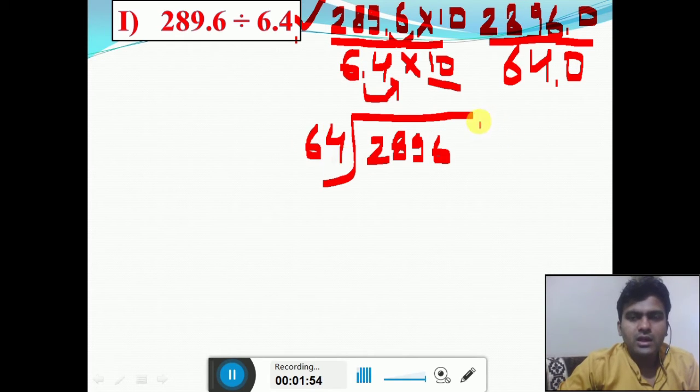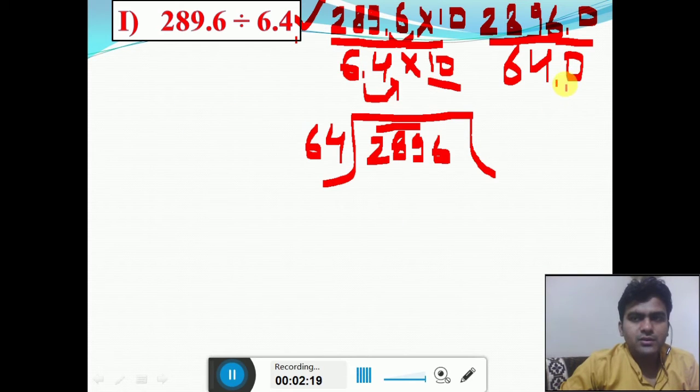Now we will read the table of 64. See, this 2 is less than 64. We cannot take one number from the dividend, so we will take at least 3 numbers, because if we take 2 numbers from here, the number will be 28 only. So 28 is also less than 64, so we will take 3 numbers. So 289.